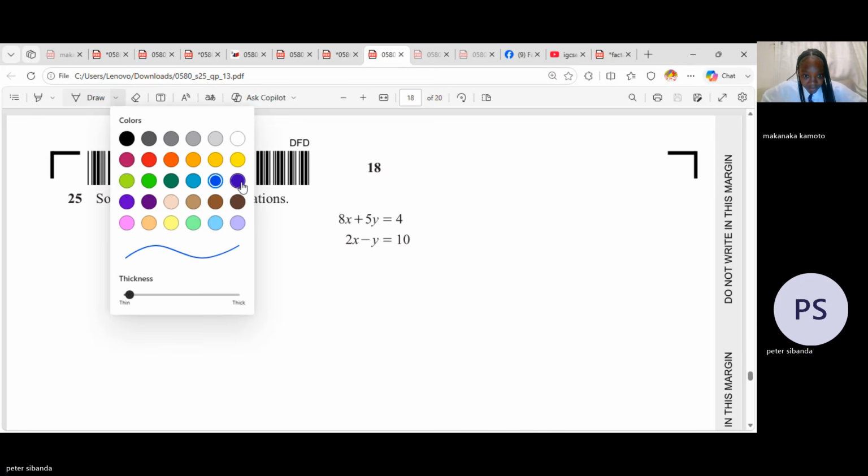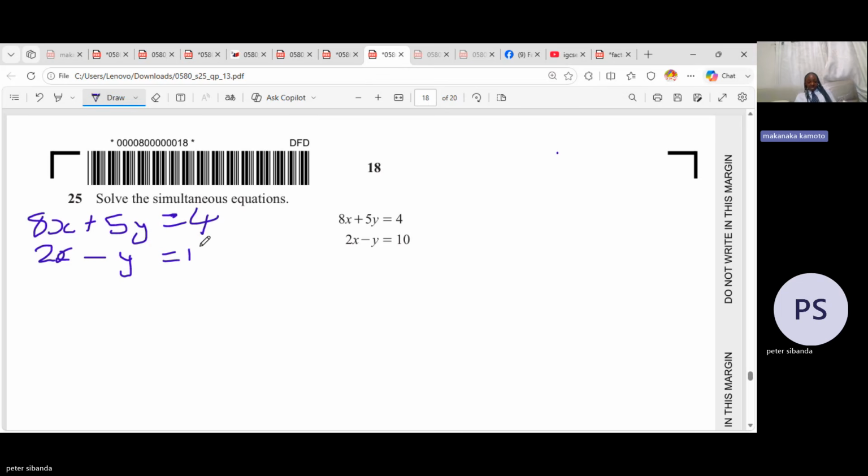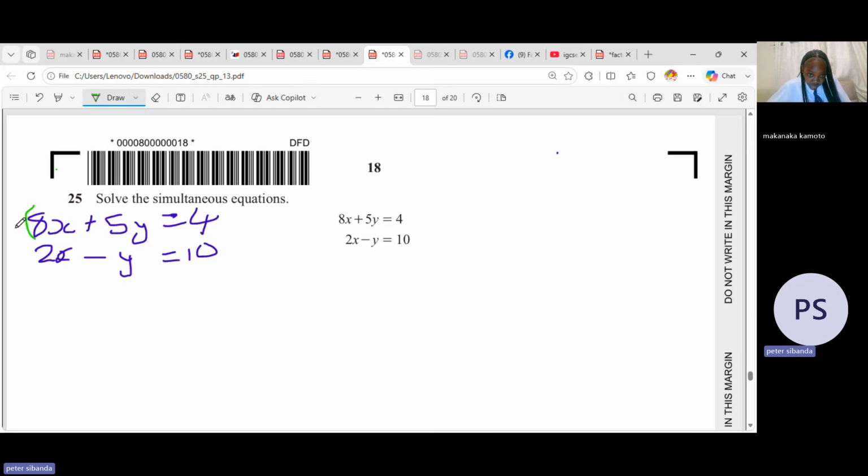So going to eliminate the x. So you want to eliminate x. Okay, yes, so we're going to multiply 8x by 2 to get 16. You're saying first equation multiplied by 2. By 2, yes. The second one we're multiplying by 8.